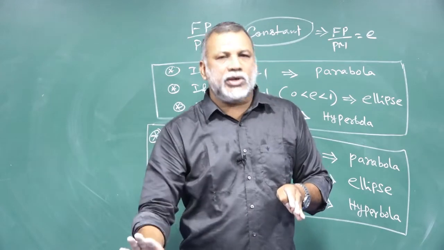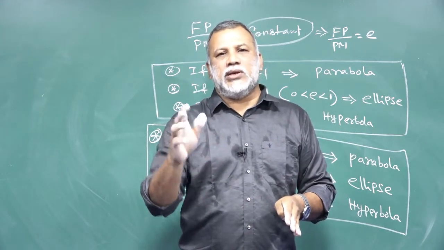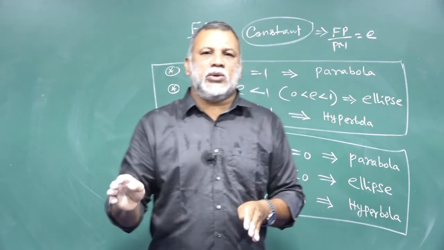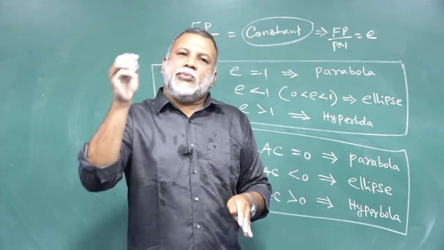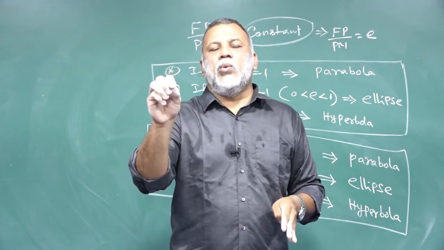Here F is the fixed point, L is the directrix. It is denoted by Ax plus By plus C equal to 0. The fixed point is denoted by x1, y1. Then the point P is moving. It is also denoted by x, y.